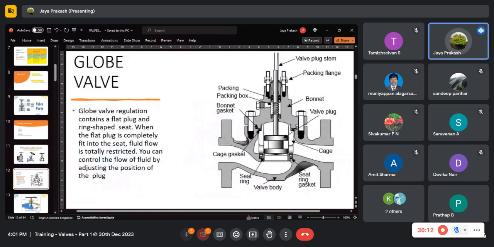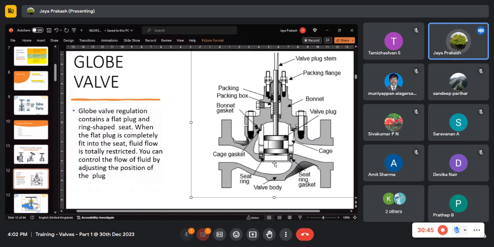So the working principle of this globe valve is that it contains a flat plug, this thing, the plug and ring shape. There's a seat here. So when the flat plug is completely fit into the seat, the flow is prevented.